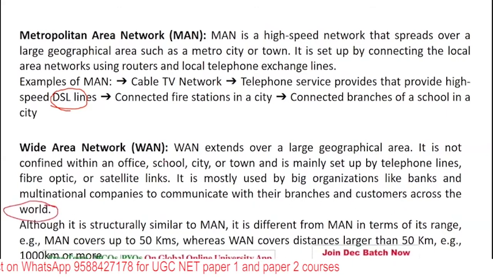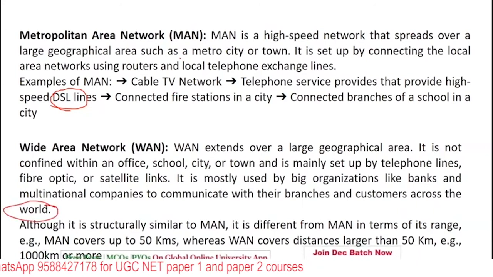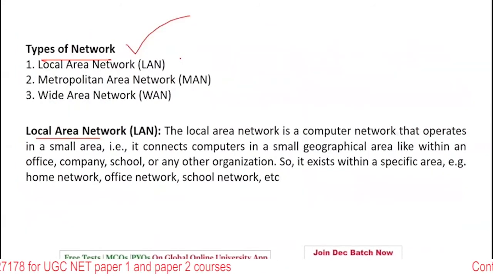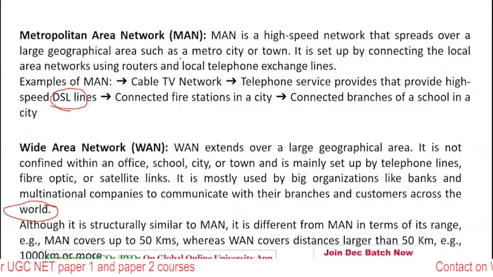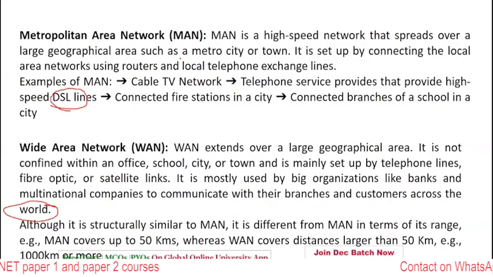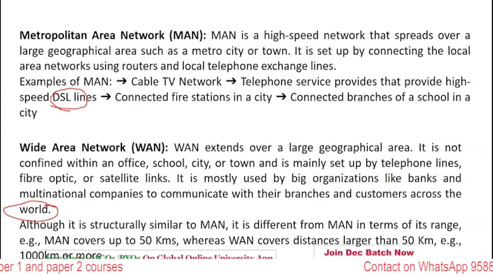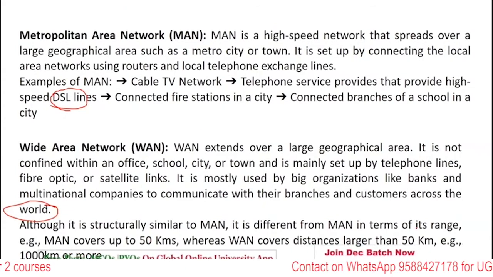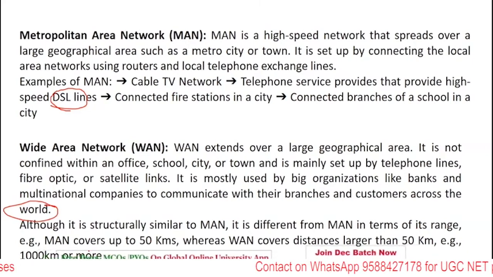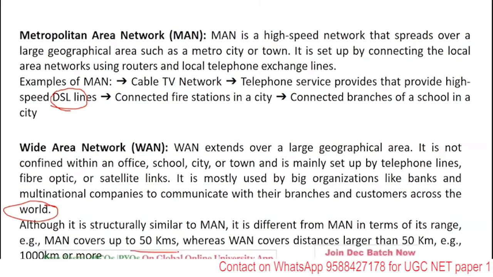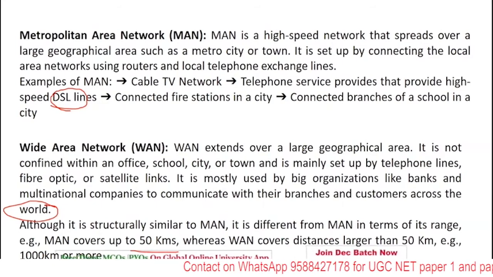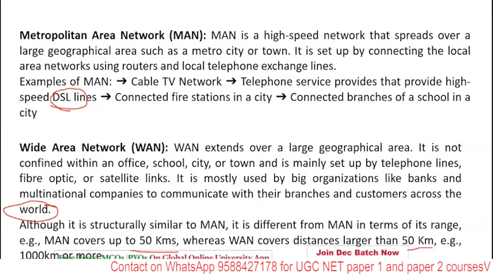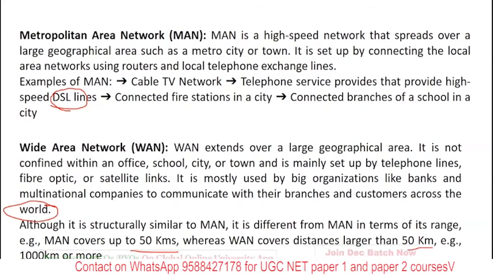Since I'm talking about WAN, so wide, metro, that is MAN. The initial one which we studied was local. So local, metro, as well as WAN. Now, although it is structurally similar to MAN, it is different from MAN with respect to range. So MAN can cover at the most 50 kilometers, whereas WAN can cover larger than 15 kilometers, or it can reach to 1,000 kilometers also or more.